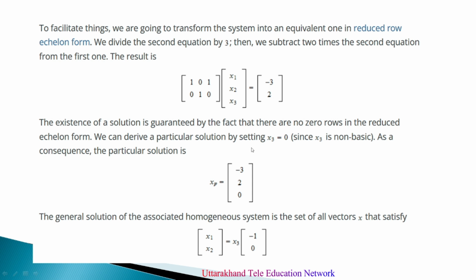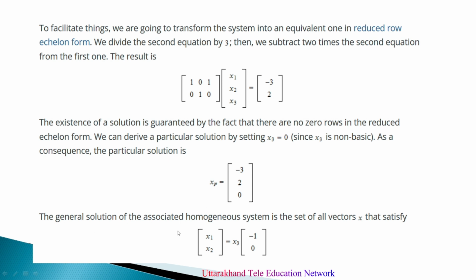What we are doing here is finding a particular solution, and because x3 is non-basic, what is basic and non-basic has been defined in earlier slides. So this is non-basic, so we are just putting it 0. Why are we putting it 0? Putting it 0 means finding a simple particular solution. Whenever we have to find a particular solution, it is the best way. There are so many solutions, so put it 0 if it is non-basic, and we get this solution.